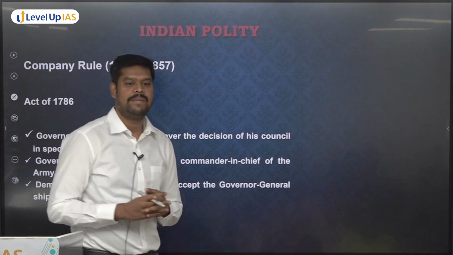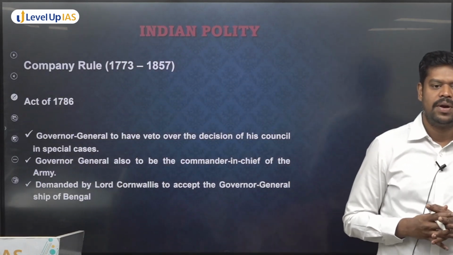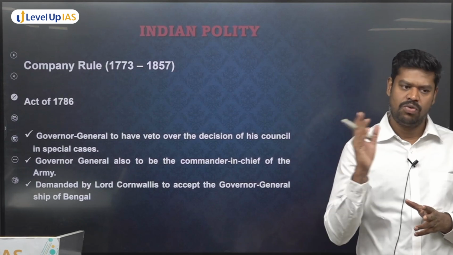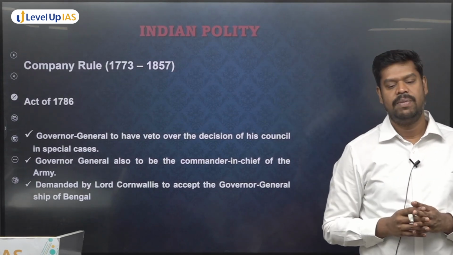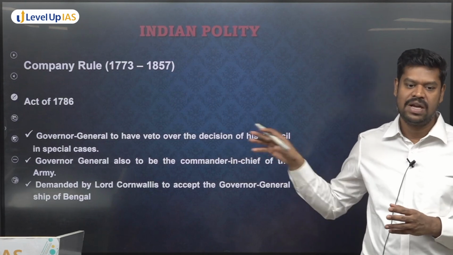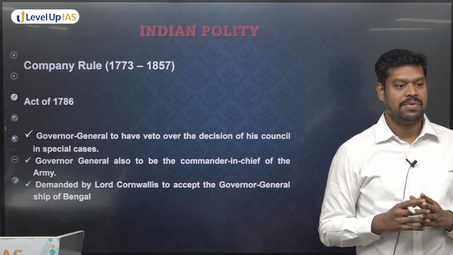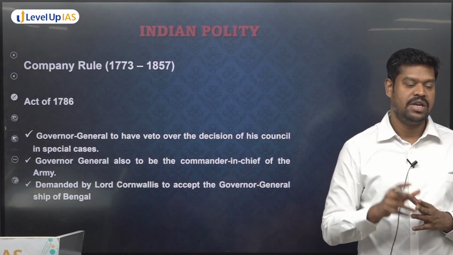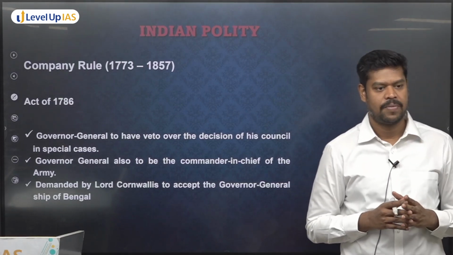He was dealing with the American Revolution, and he was so efficient, although the British lost the war. But the government of the British Crown liked Lord Cornwallis, and after the American Revolution was over, they immediately wanted him to accept the governorship of Bengal. But Lord Cornwallis did not accept it with the present terms and conditions. If he was to accept the governorship of Bengal, he wanted certain changes in the Act.